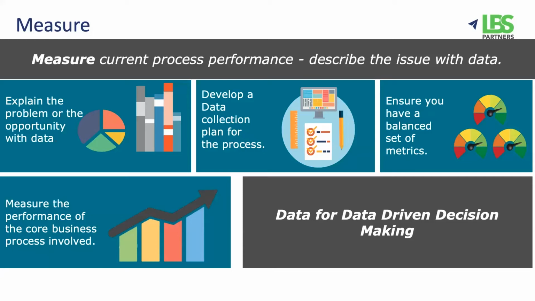That would allow us to put together a measure of performance for the core business process at the heart of our problem. And then we need to balance that out as we look to implement. We need to make sure that we've got a balanced approach to our metrics and we're not creating lopsided improvement. So the measurement phase is about getting the data for data-driven decision making, which will govern what we do in our A3.